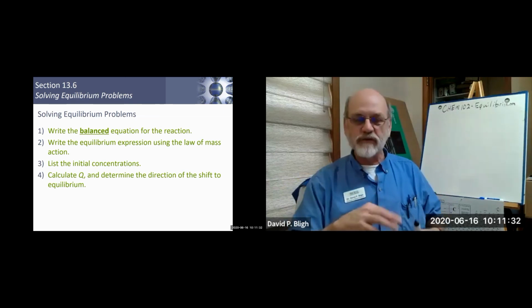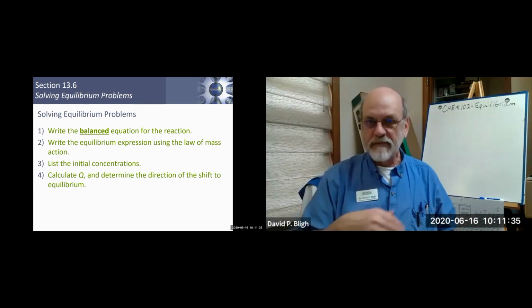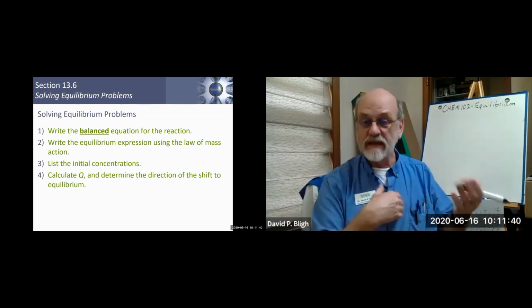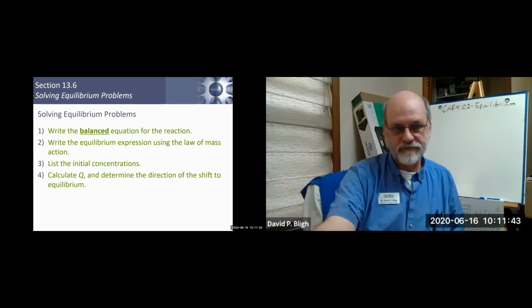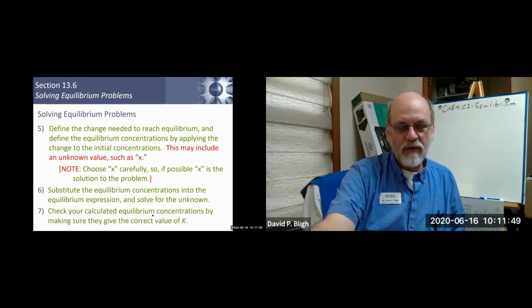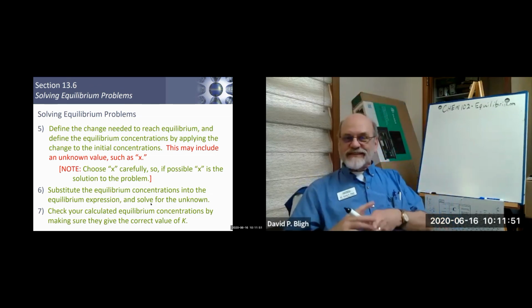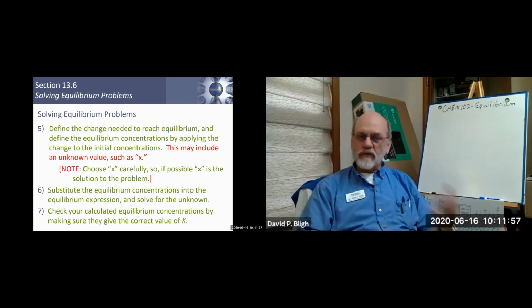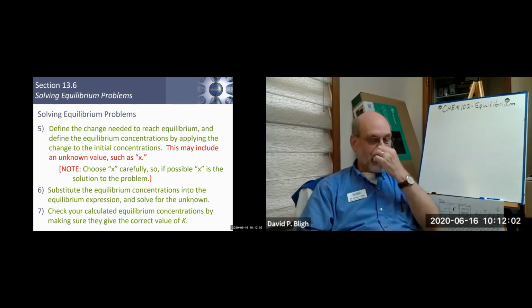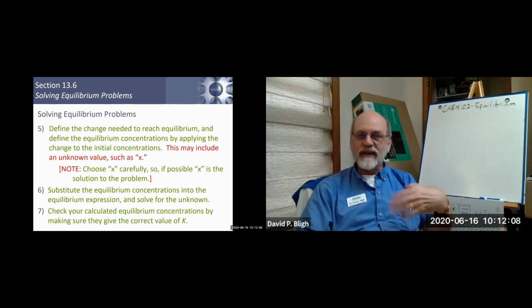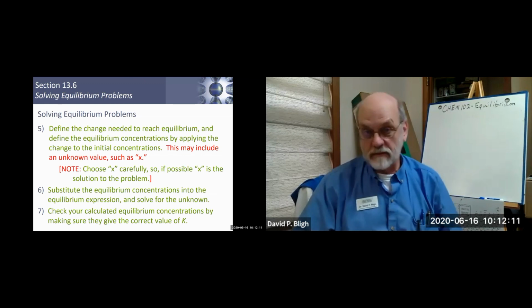But if you're given values for every reactant and every product, then you'll have to calculate Q and compare it to K to see which way the reaction is going. All right. Then in your ICE table, once you know which way it's going, you choose your unknown value carefully. And you want to choose it, if at all possible, so that when you solve for that unknown value, you have the answer to the problem.